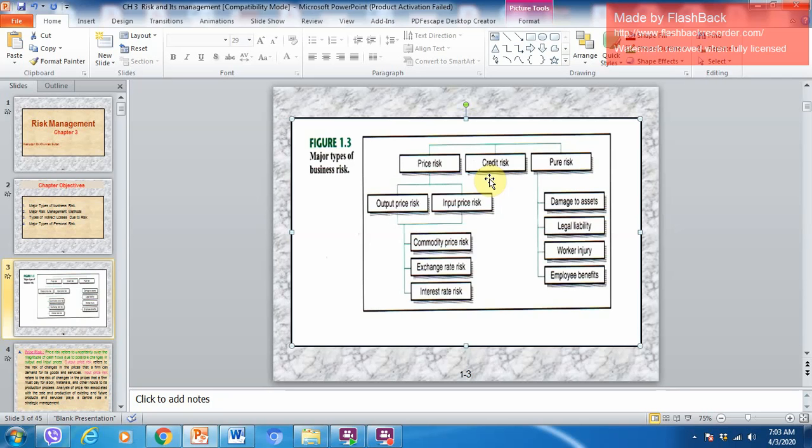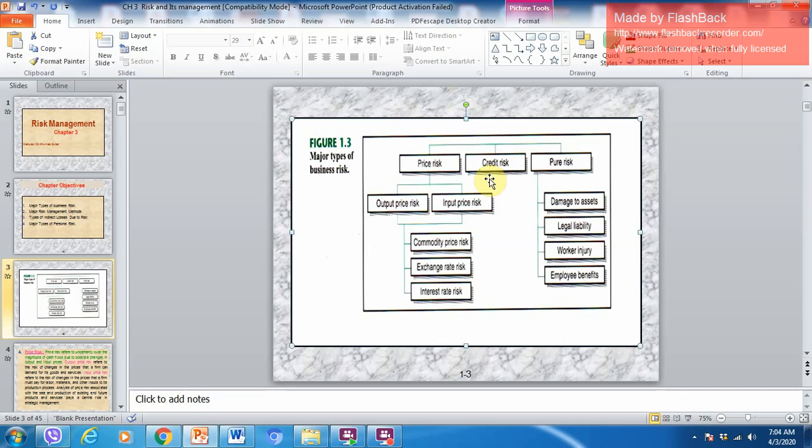And the last three, legal liability, worker injury, and employee benefit: companies have to compensate the employees in case of injury, and they also have pension plans they have to give to the employees. These are all benefits for the employees, but at the same time they are not in favor of the business, as they will reduce the profit of the business.